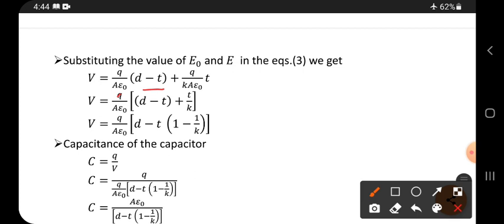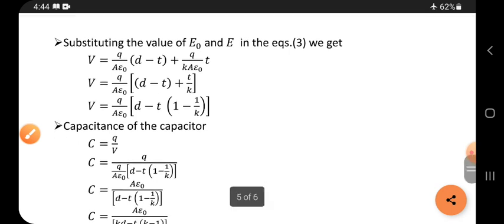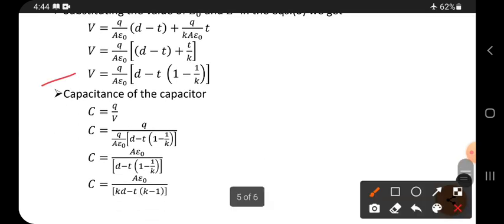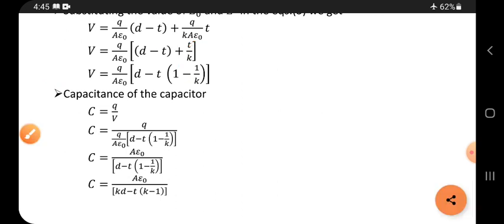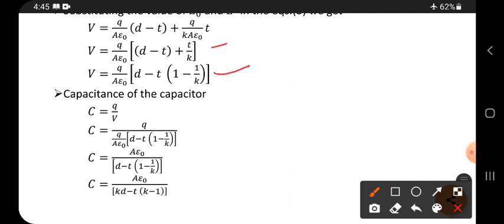Then here D minus T, and here T by K remains. Next, here we have T and here T, so take out T from this, minus T outside. If you take minus T, this plus becomes minus, or if you multiply this T inside, you get this one only.